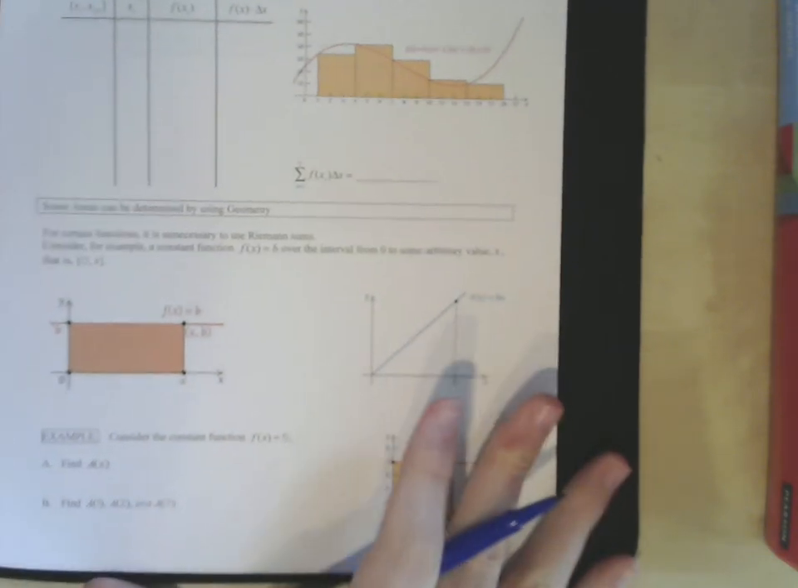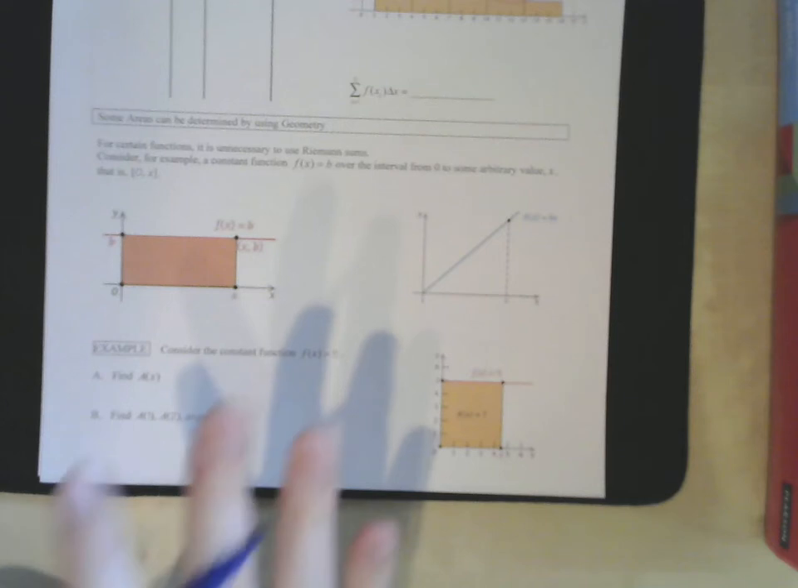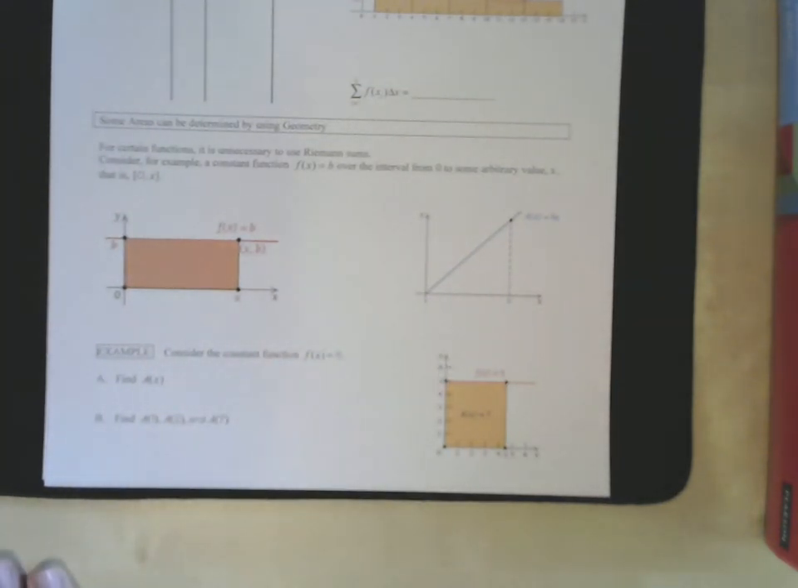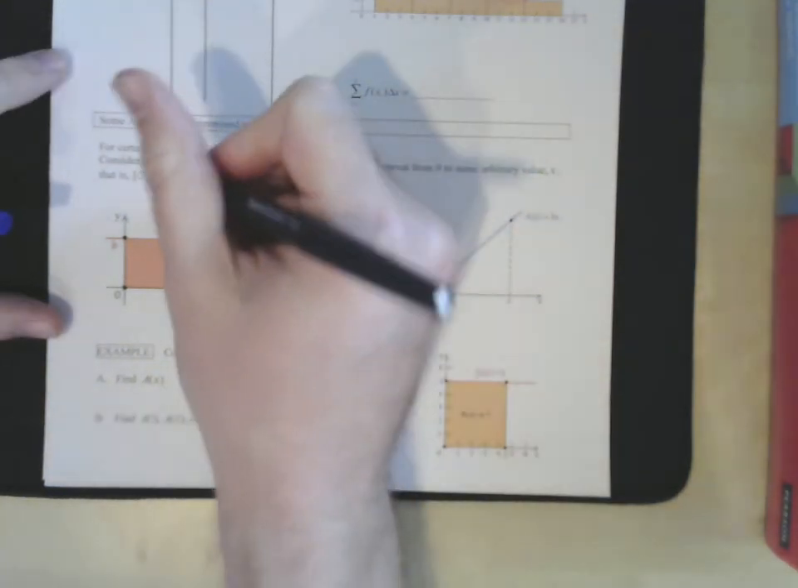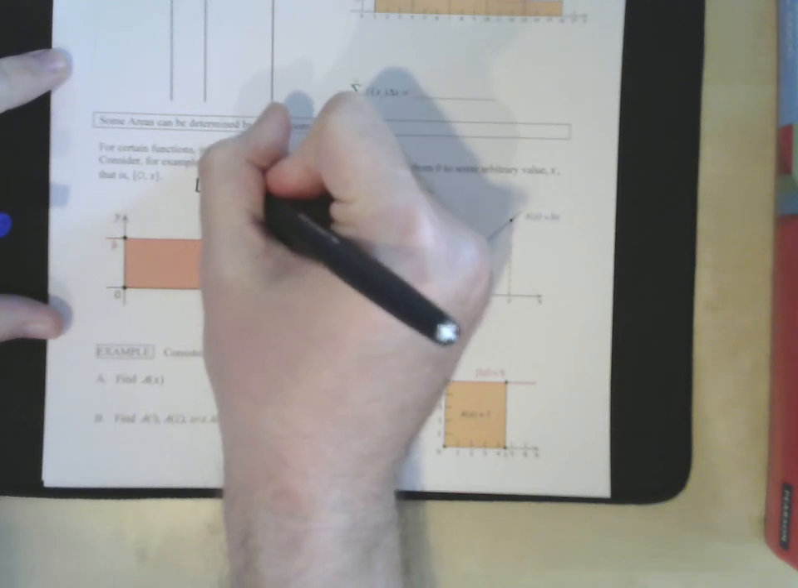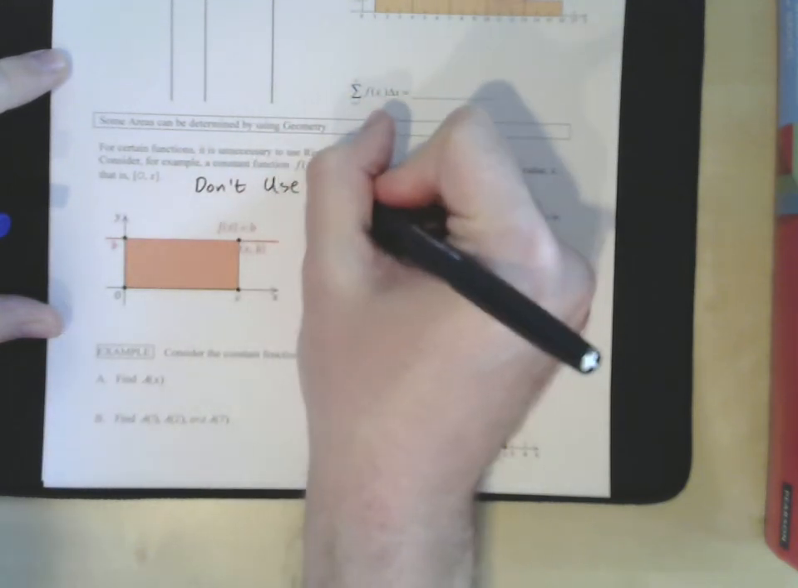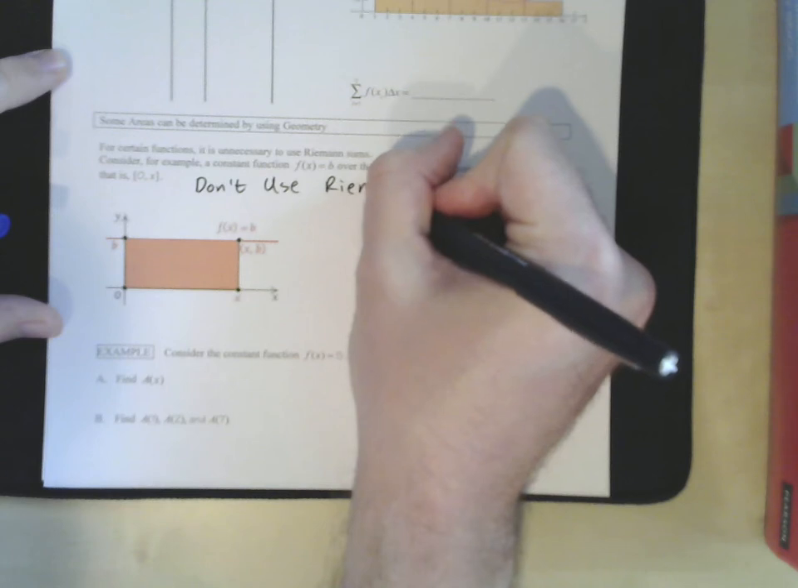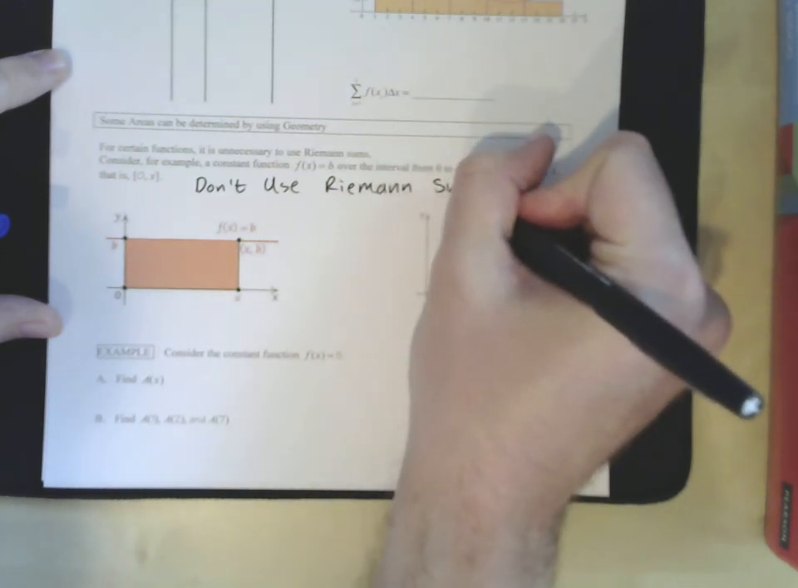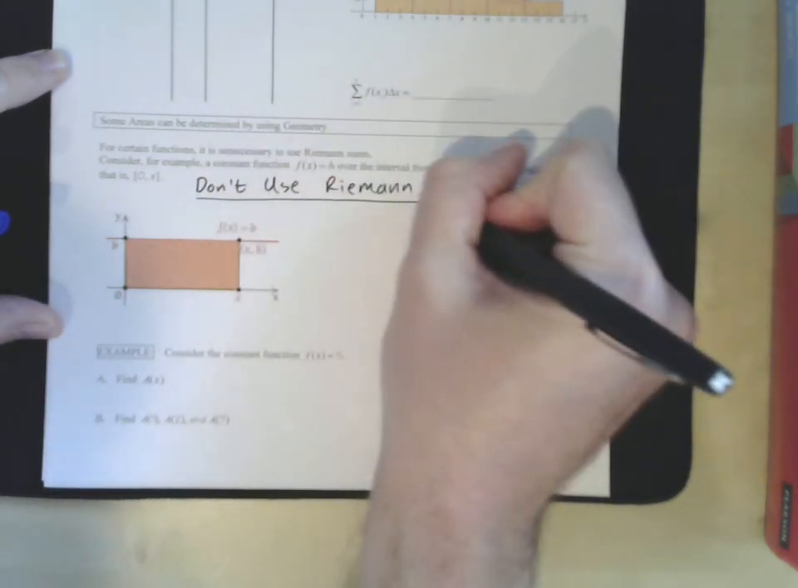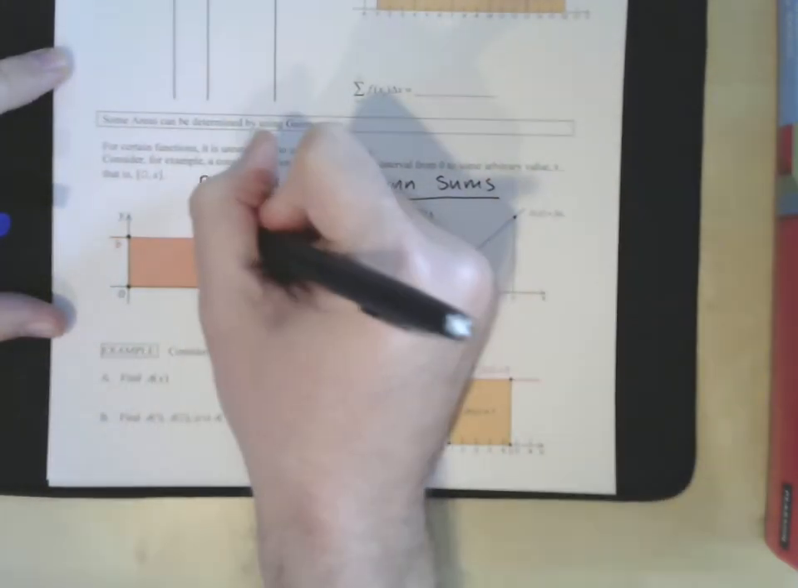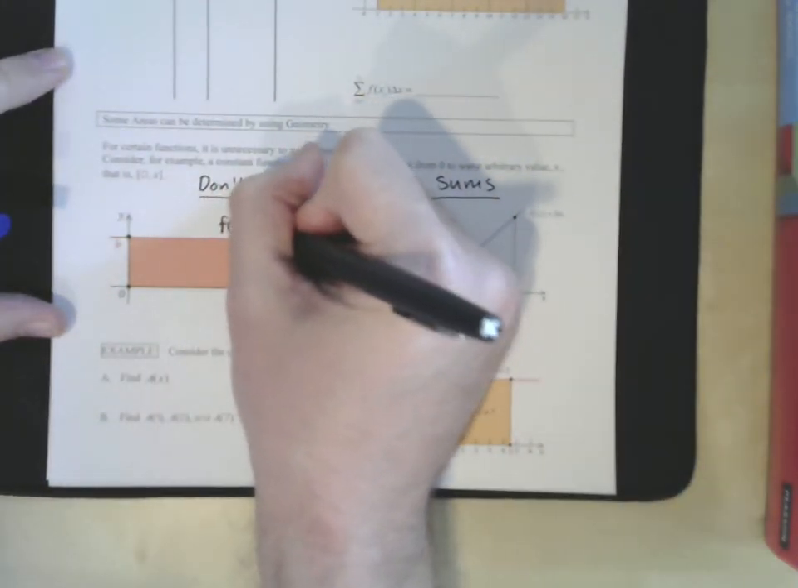So as we said at the beginning of the chapter, it's not always necessary to use a Riemann sum. And we want to identify a couple times that it's not necessary. So the first time is the constant function, f of x equals b. So these are cases where we don't use Riemann sums. For these two cases, the first is the constant, f of x equals b.